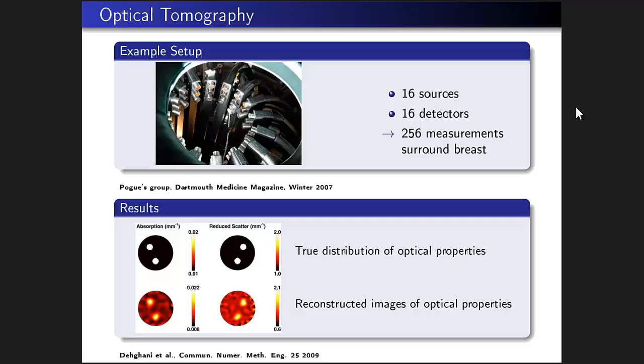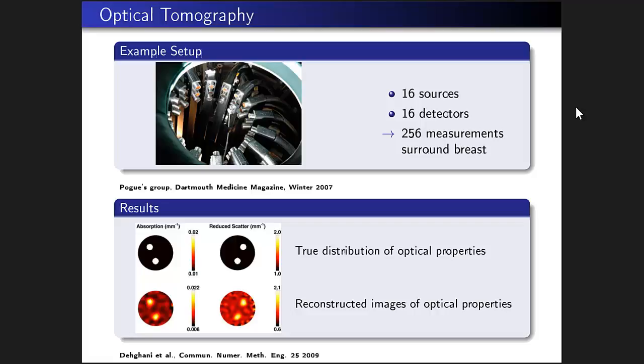Oh, okay. I got this from the Dartmouth Medicine magazine, winter 2007. But it was a better picture than I had from their paper. That one was kind of boring, and this was a lot more interesting looking. They have 16 sources and 16 detectors in an array here. A woman lies in prone position, and her breast is lying within this region here. So there's 256 measurements that surround the breast.